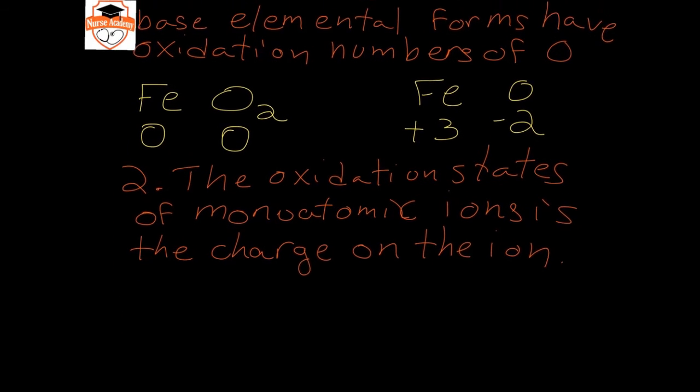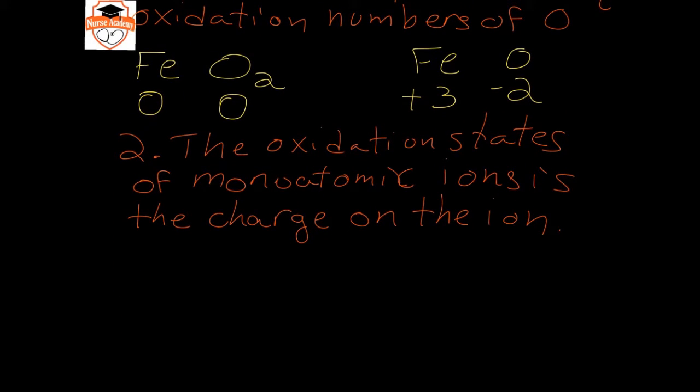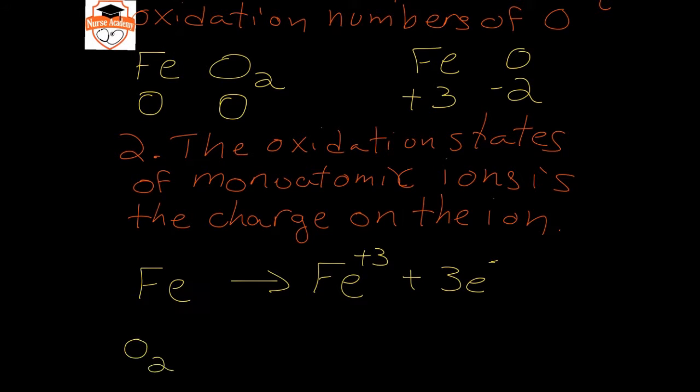If we're going to write our half reactions for this, that means that iron, for each iron, it is reacting to produce iron plus 3 plus 3 electrons. And our oxygen is going to add 2 electrons per oxygen atom. So that's 4 electrons total. That's going to make 2O minus 2.